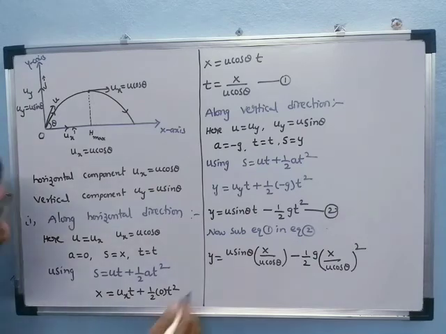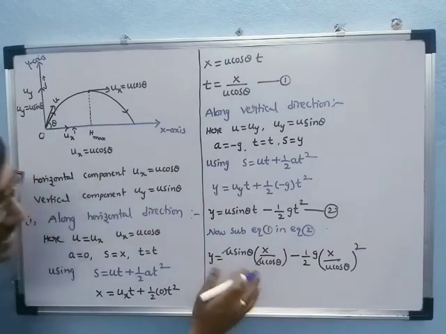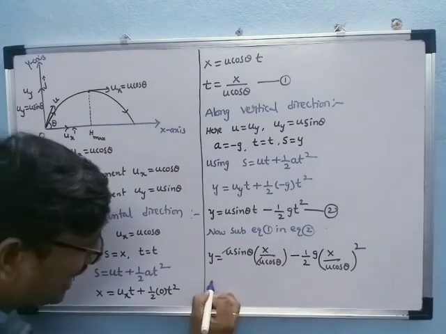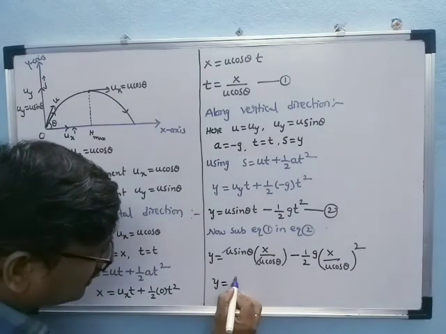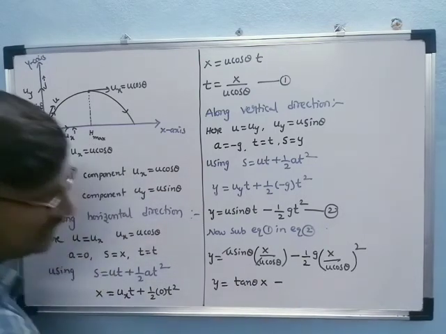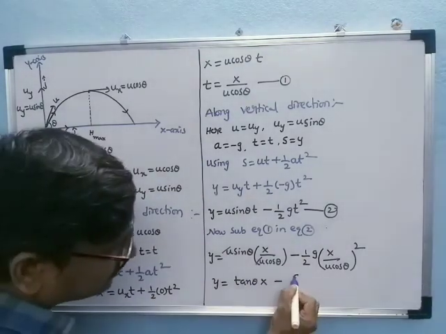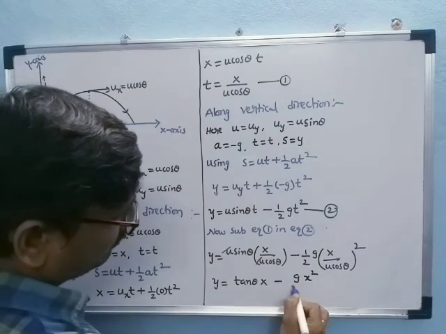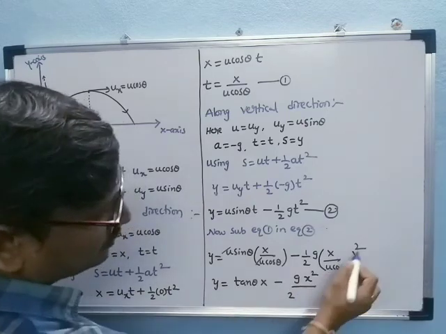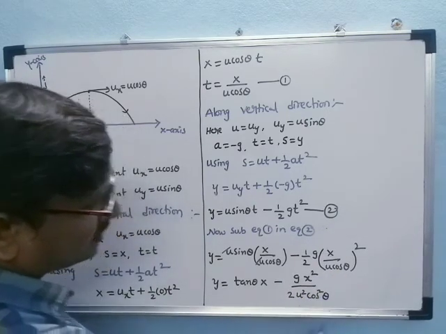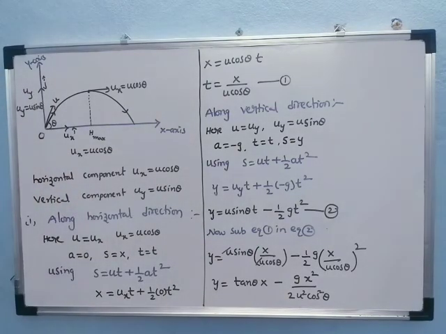Now here the u can be cancelled. Sin theta by cos theta gives tan theta. So y is equal to tan theta into x, minus g into 1 by 2 into g, then the squaring of this term: x square by 2 into u square cos square theta.